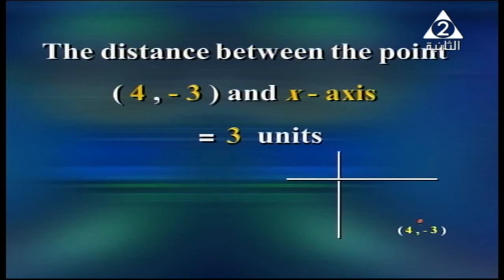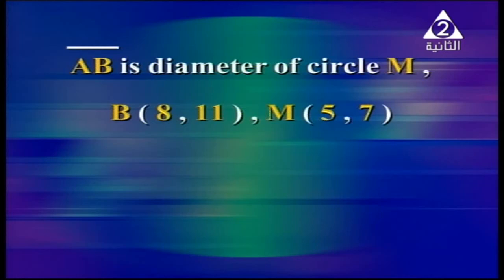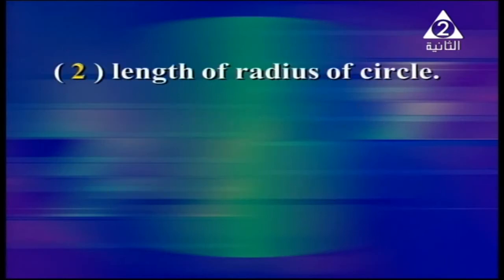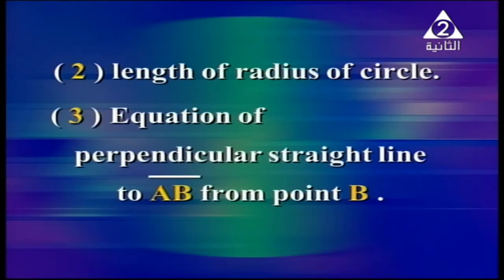Another example, AB is a diameter of circle M. If B is (8, 11) and M is (5, 7), find first of all the coordinates of the point A, second the length of the radius of the circle, and finally the equation of the perpendicular straight line to AB from the point B. First of all, you know that a circle has center M (5, 7) and AB is a diameter where B is (8, 11).